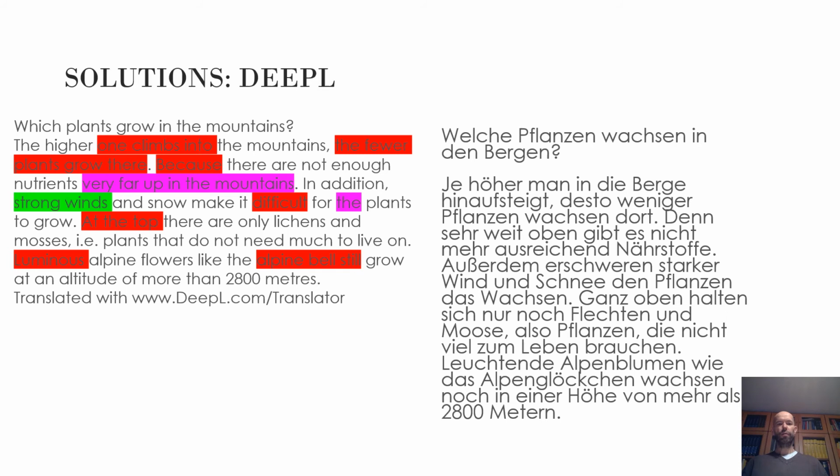Do not need much to live on, that's okay. Certainly alpine flowers are not luminous. That's clearly a wrong choice, which would suggest something like electricity. And Alpenglöckchen is not an alpine bell, and it does not still grow. It does not continue to grow at an altitude. It only grows at that particular altitude. So the use of still is wrong here. So a pretty poor performance by DeepL, I'd say.